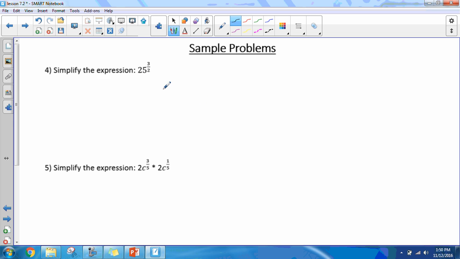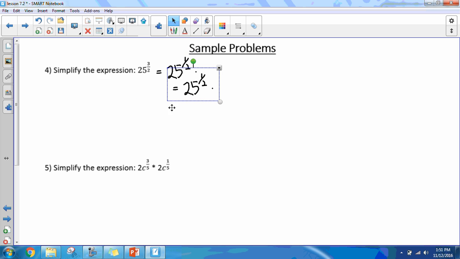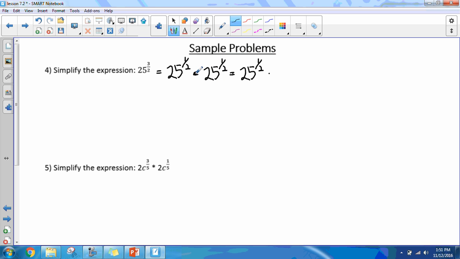Here we have 25 to the 3 over 2 power. Well, 3 over 2, I can rewrite this expression as 25 to the 1/2 power times 25 to the 1/2 power times 25 to the 1/2 power. So I'm just going to make these multiplication signs.